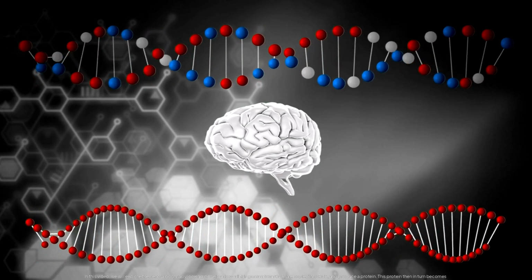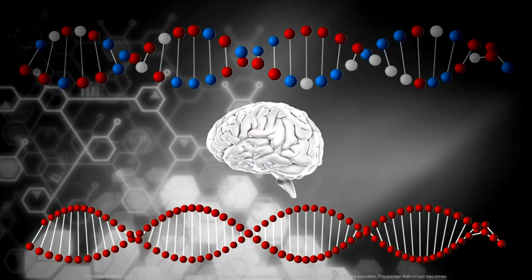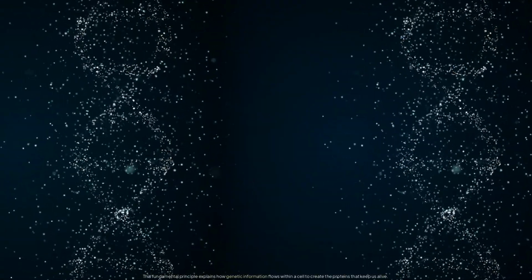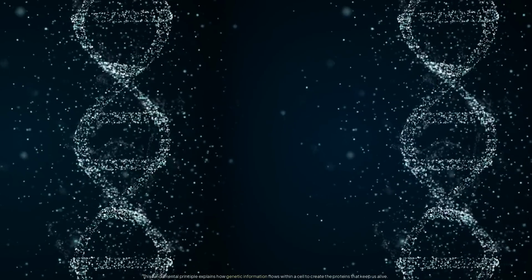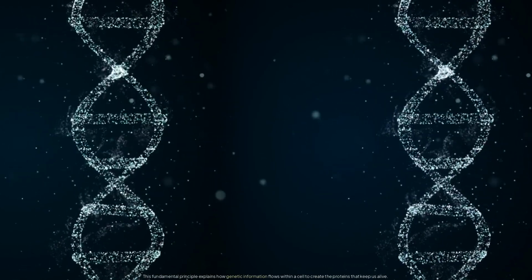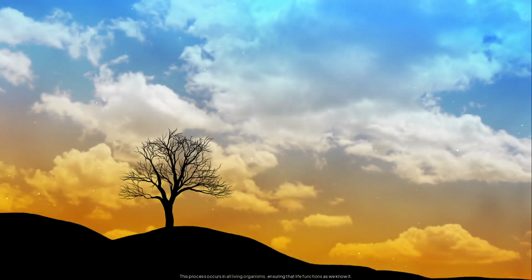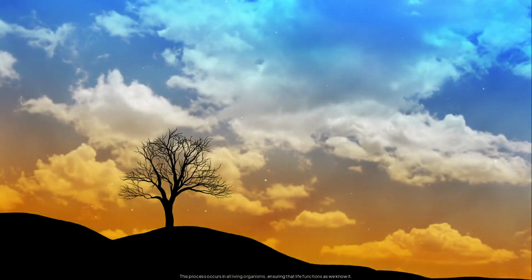But the bottom line is that the processes of life depend on these proteins being made. This fundamental principle explains how genetic information flows within a cell to create the proteins that keep us alive. This process occurs in all living organisms, ensuring that life functions as we know it.